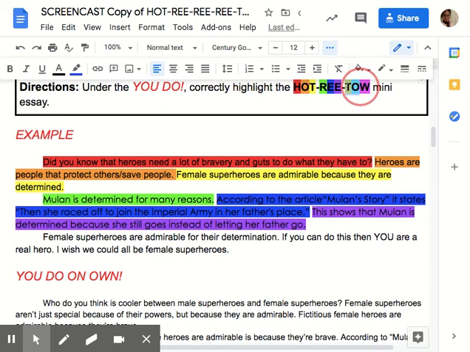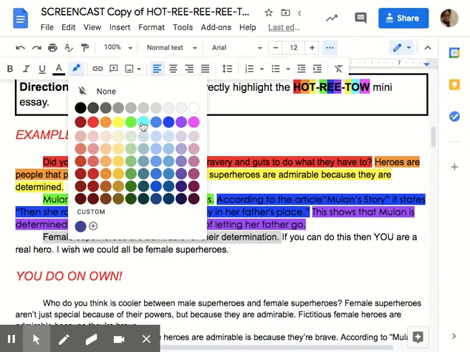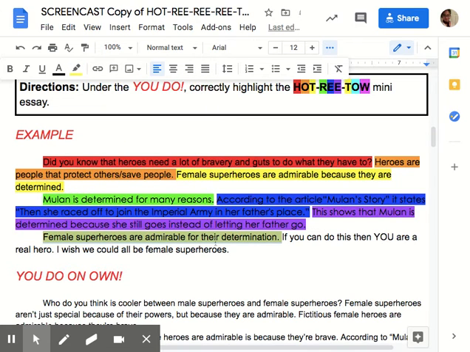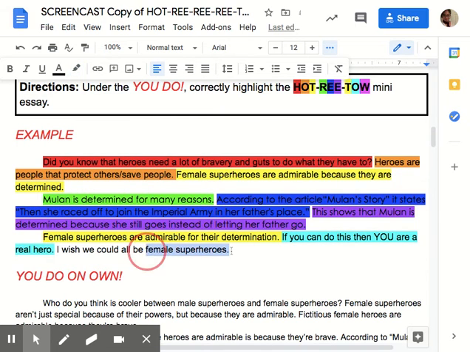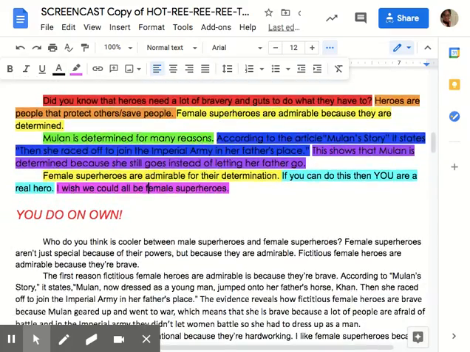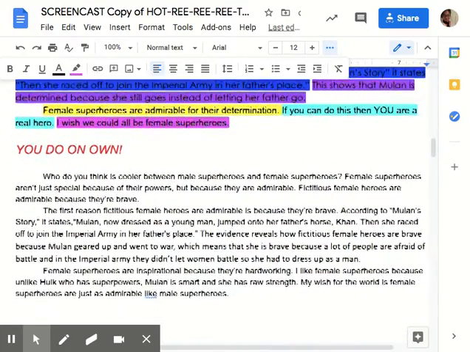And then TOW, thesis, overview, wish for the world. So here's my thesis again, restated, same as the introduction. So that will be yellow because this matches that. My overview sentence is going to be cyan. I say cyan, I learned that from Among Us. And then my wish for the world is going to be in pink. So that's how I highlighted it, and now it's your turn to do this one.